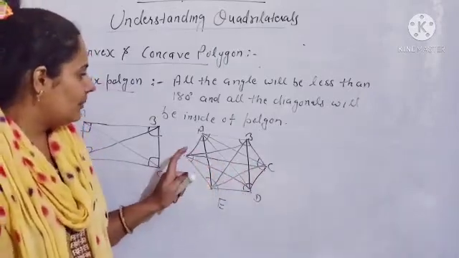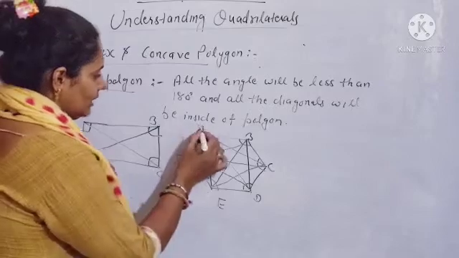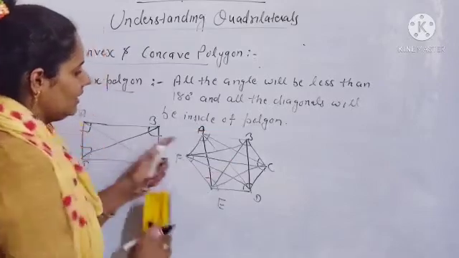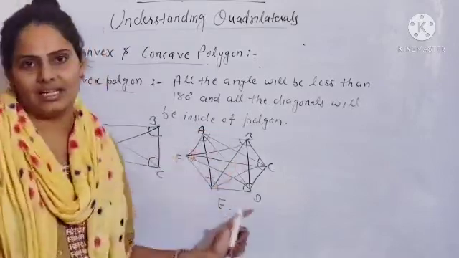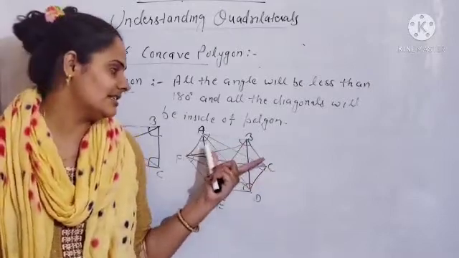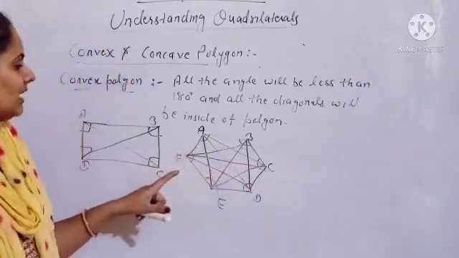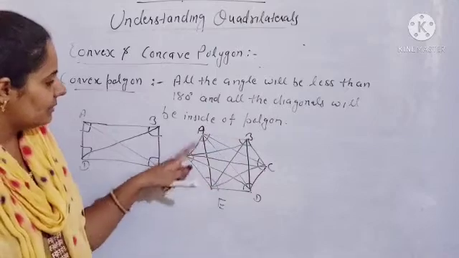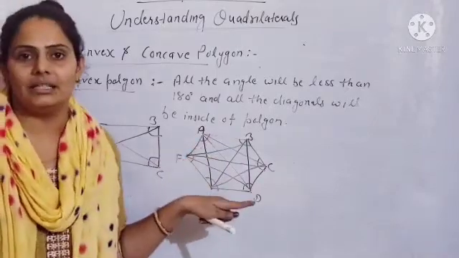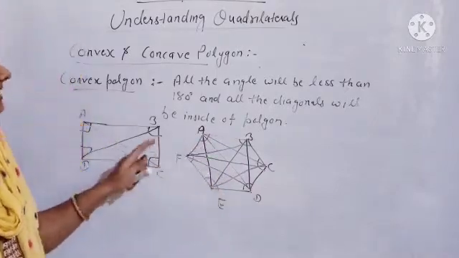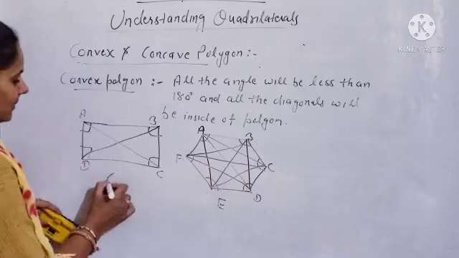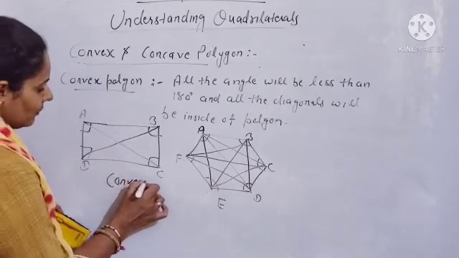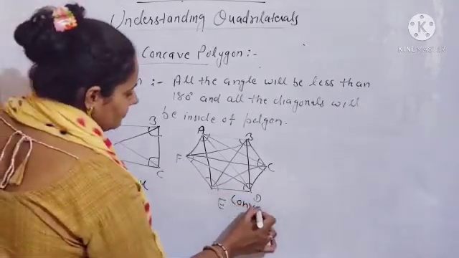Okay, now what will you do, beta? Simply you can see here, this is the hexagon A, B, C, D, E, F. 6 vertices are given. So this is a hexagon, 6 sides are given, and 6 vertices are given. So you can check all the diagonals are inside of the diagram. Yes, so you can say this is a convex polygon. So this type of polygon is called the convex polygon.